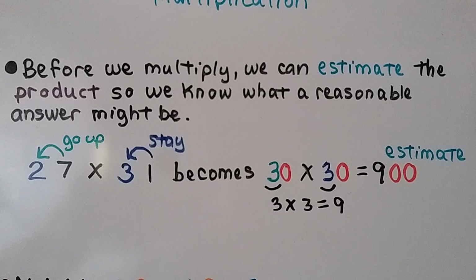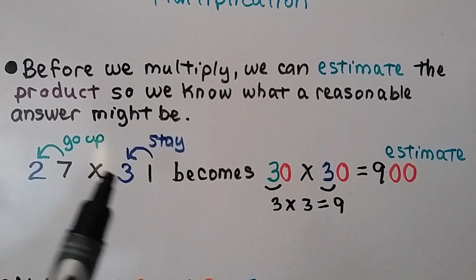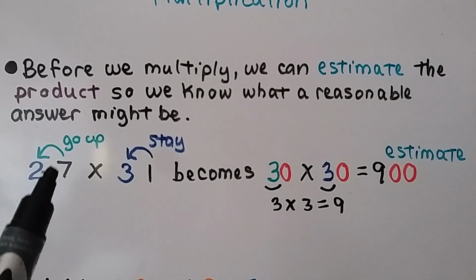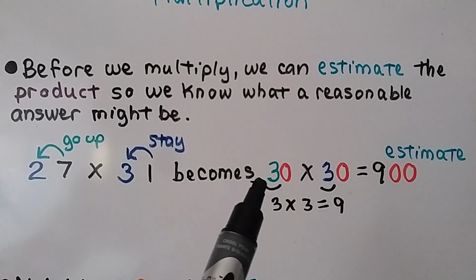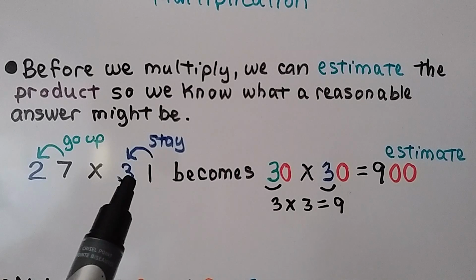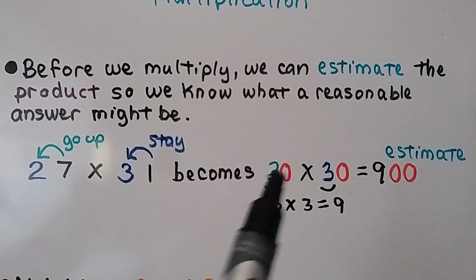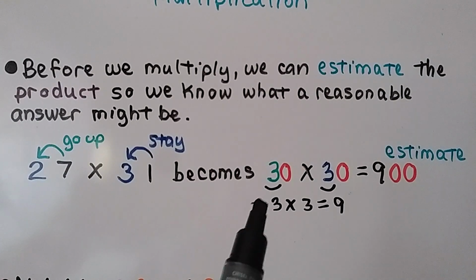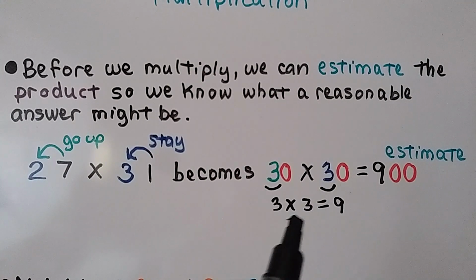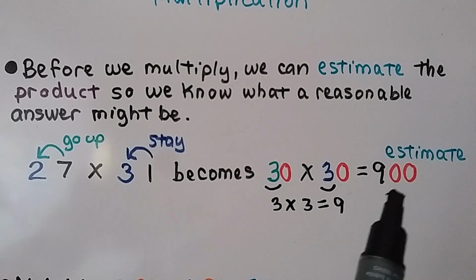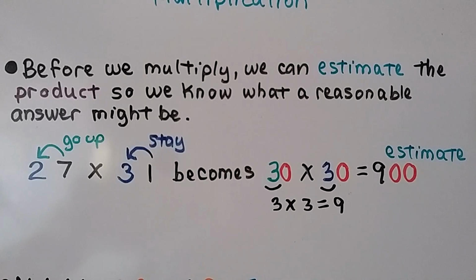Before we multiply, we can estimate the product so we know what a reasonable answer might be. We need to multiply 27 times 31. The 7 tells the 2 to go up to a 3, then the 7 becomes a 0, so that becomes 30. And the 1 tells the 3 to stay the same, and then it becomes a 0, so we have another 30. We have 30 times 30. We can think of the basic facts of 3 times 3, which is equal to 9. We have 2 zeros in the factors, so there's going to be 2 zeros in the product. We have 900 for our estimate.